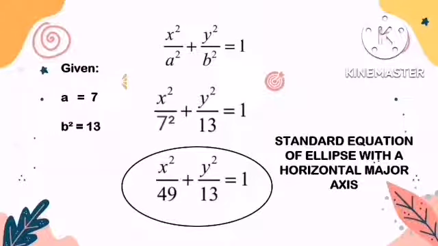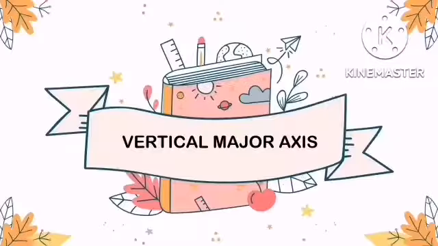Let's substitute a by 7 and b squared by 13. Since we haven't simplified our a, let's square 7. So this is our simplified standard equation of an ellipse with a horizontal major axis: x squared all over 49 plus y squared all over 13 is equal to 1. We can now proceed to our example 4, the standard equation of an ellipse with a vertical major axis.